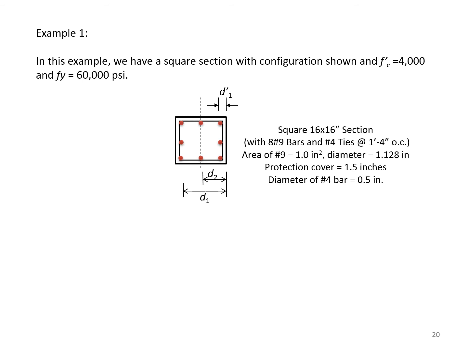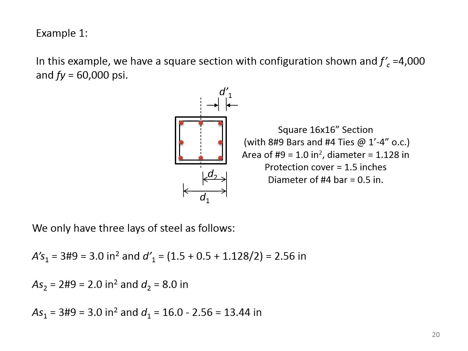Here is an example. In this example, we have a square section with the configuration shown. f'c is 4,000 and Fy is 60,000 psi. The size of this square section is 16 by 16 inches. 8 number 9 bars are used and number 4 ties are used. The area of a number 9 bar is 1 square inch and its diameter is 1.128 inches. The protection cover is 1.5 inches. We only have 3 layers of steel as follows.